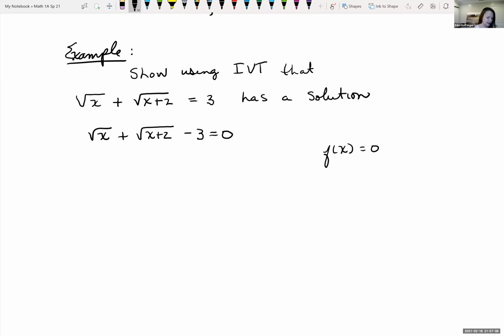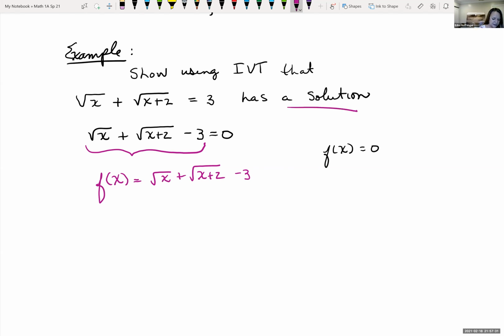And so let's call this f of x. f of x is going to equal the square root of x plus the square root of x plus 2 minus 3. So we want to show that this is crossing the x-axis at least once. It has a solution. And so we need to figure out some values that we can plug in here for x that would give us some positive number and some negative number. And that would show me that there was a solution somewhere.